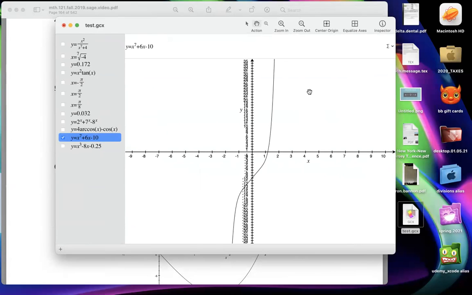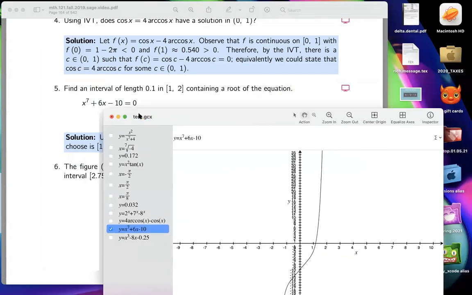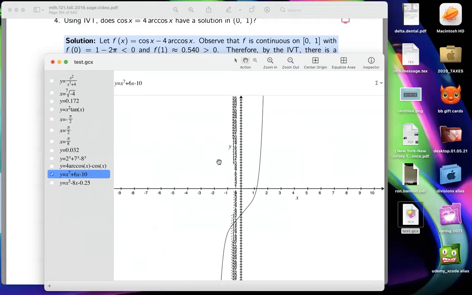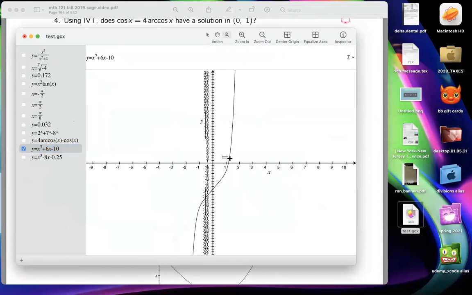And I'm seeing it. All right. Now you can zoom out as much as you want. And let's go back to the question where they want to know, find an interval of length 0.1 and an interval between 1 and 2. And I'm going to just zoom in on that now. I'm going to use my mouse to do it. And again, I'm looking between 1 and 2, right?